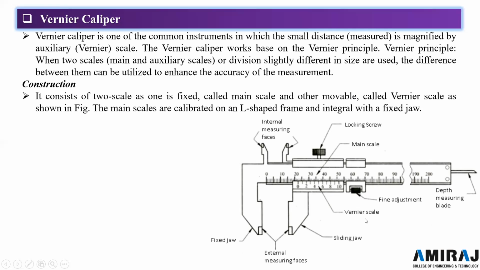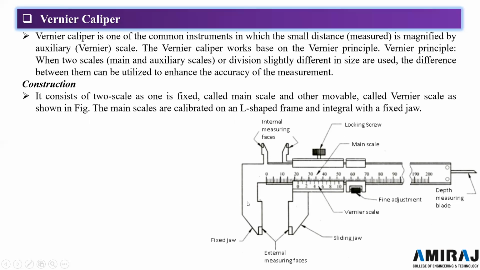Here you can see there is one vernier scale which is movable, and there is the fine adjustment screw so you can move with it, and there is one locking screw we can lock at a particular position, and this is the regular main scale as we have seen in the ruler, normal ruler. So the difference between this main scale and the auxiliary scale, vernier scale, can be used to enhance the accuracy of measurement.